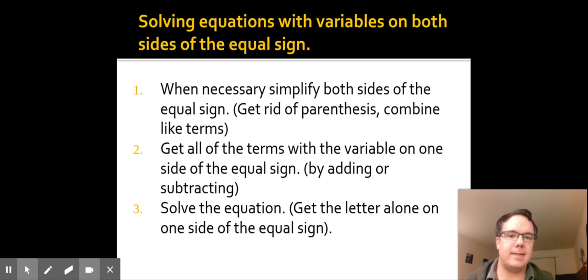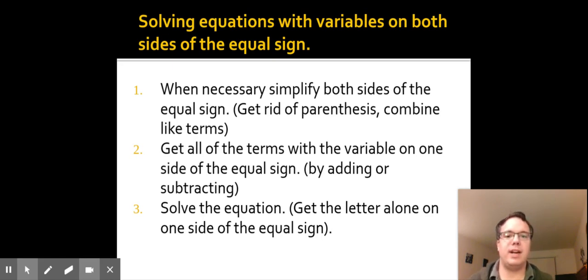If you have not taken the notes yet, this is a great time to pause the video and write this down in your notebook. All right, the steps we're going to take to solve equations. We're first going to check each side of the equal sign to see if we can simplify by distributing to get rid of parentheses or combining any like terms.